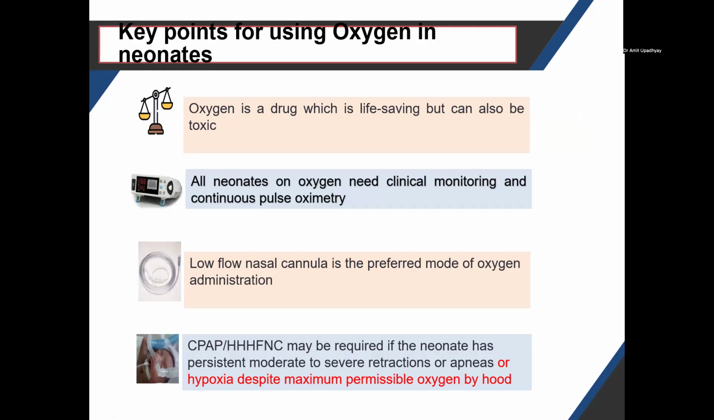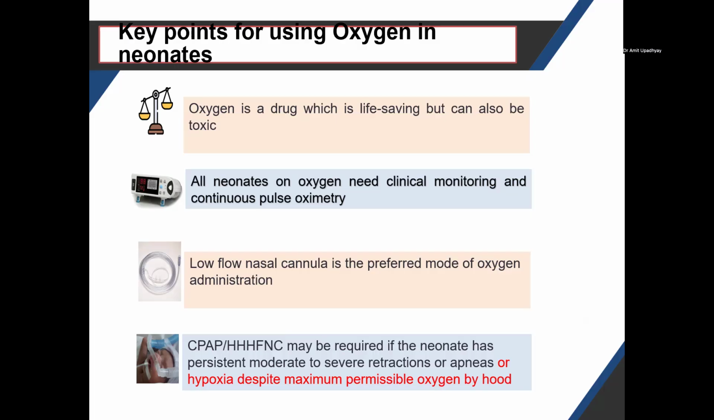So the final point on oxygen is that it is a drug which is life-saving, but it can also be toxic. The whole saga of ROP, monstrous ROP, as we can say, is a disease which potentially makes a child blind and which has large medico-legal implications for a baby, for a family and doctor as well. So this all can be minimized, not all, but most can be minimized by giving very judicious oxygen therapy.